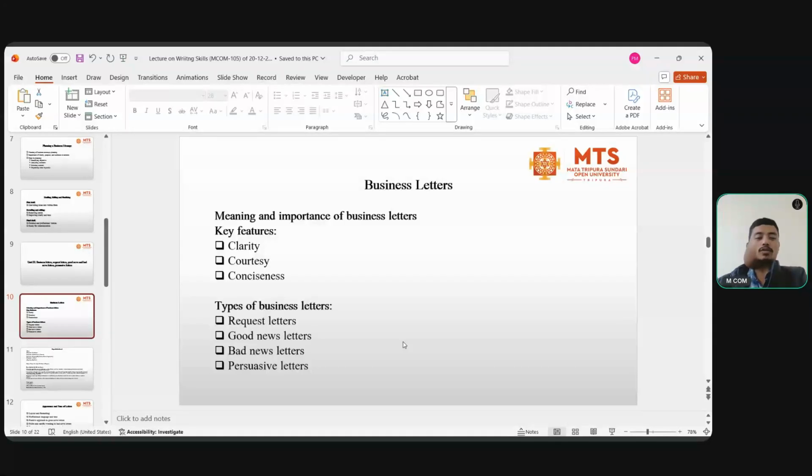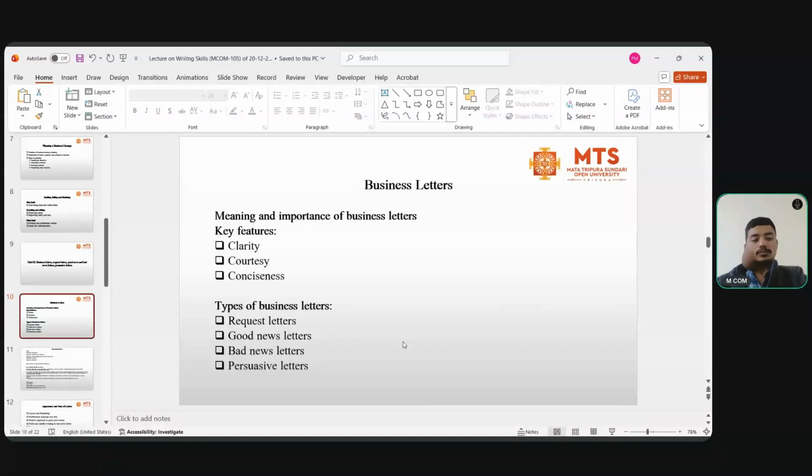And next we have a bad news letter. A bad news letter is written to give negative information, such as rejections or refusal. And here the tone should be a bit careful, polite, and sympathetic. And next we have the persuasive letter. It is written to influence the reader, such as convincing customers to buy a product or accept an idea.